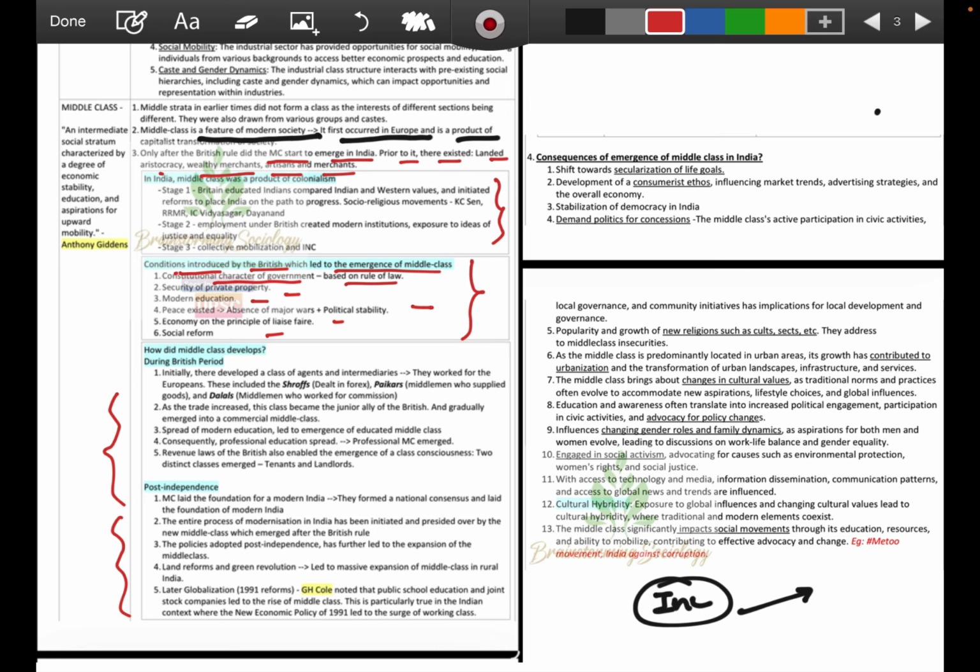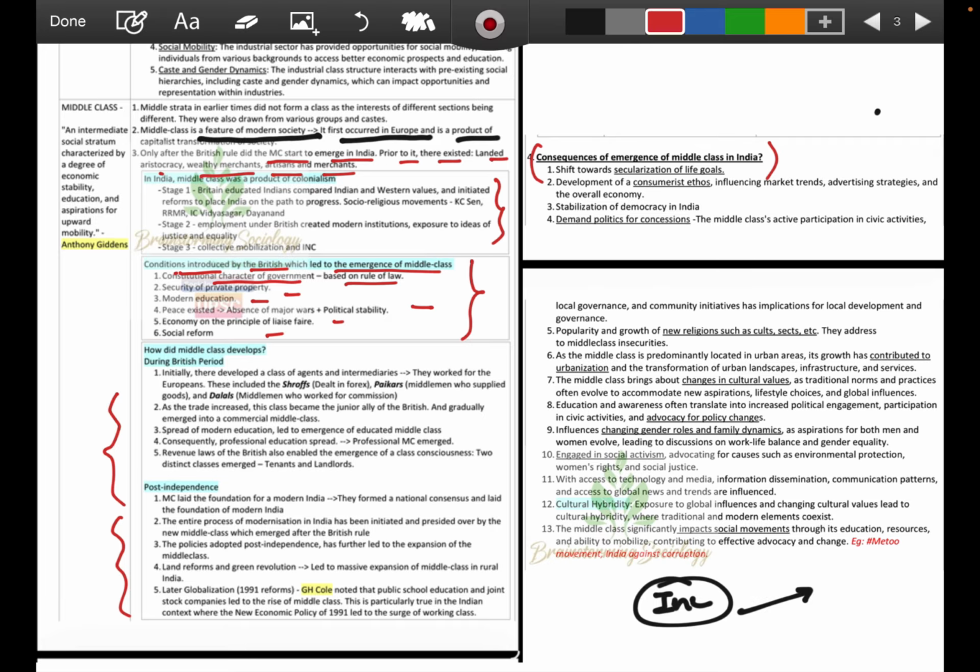In post-independence, we all know how it had emerged more during the colonialism period, where national consensus was first time defined by the middle class only. They came out, lawyers and all, they fought for it, and the middle class society's developmental thinking developed. So this was the initial stage where in India it had developed. Again, now we go with the next part of this, consequences of emergence of middle class in India.